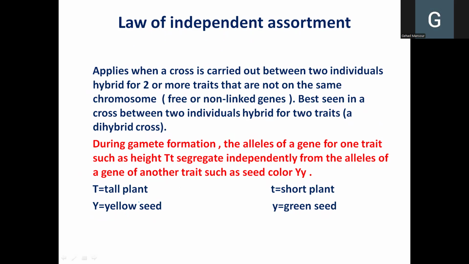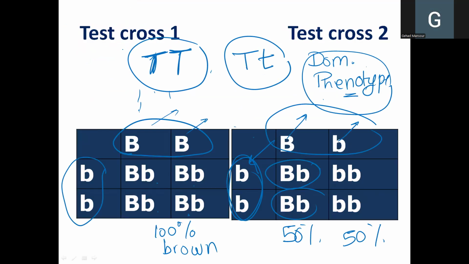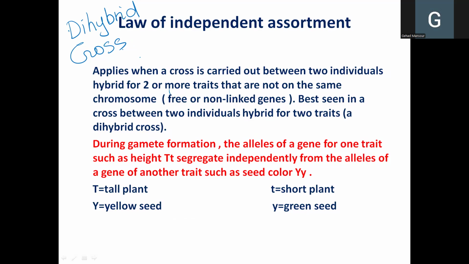How did Mendel understand the law of independent assortment? Through another test that is called a dihybrid cross. So again, we have two crosses, a monohybrid cross and a dihybrid cross. The monohybrid cross led Mendel to the law of segregation, and the dihybrid cross led Mendel to the law of independent assortment. What about the test cross? The test cross just helps you know whether they are pure homozygous or a hybrid.